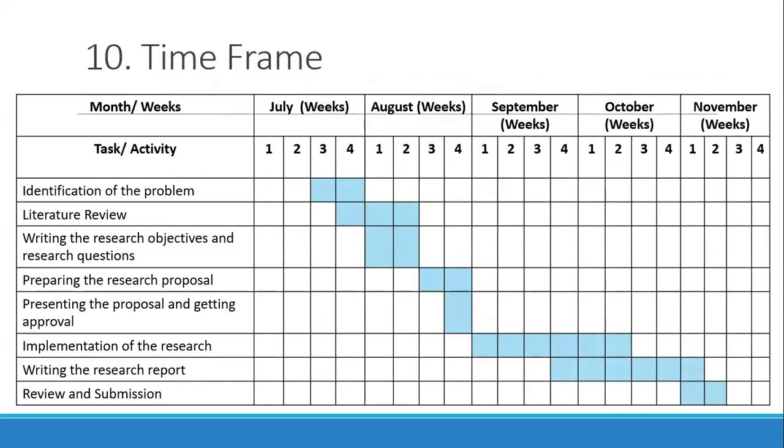How many months are you given for this research? 5? 2 months? You have 5 months? I don't think so. According to the number of months, you can draw like this. Divide each month into weeks, then you can color them. Identification of the problem, when did you do that? Literature review, when did you do that? Writing the research objectives, when did you do that? Like that, you can prepare your Gantt chart, the time frame.